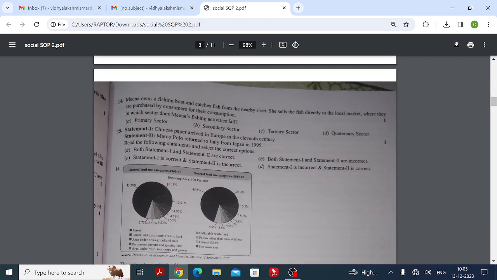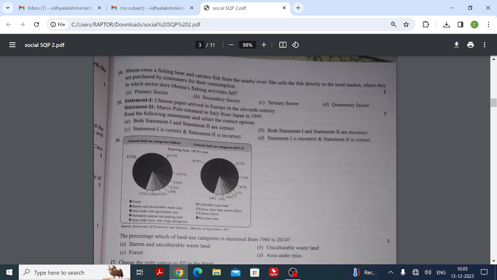Now Meena. Okay, Meena owns a fishing boat and catches fish alone from the nearby river. Understood? And she sells the fish directly to the local market where they are purchased by consumers for their consumption. In which sector does Meena's fishing activity fall?